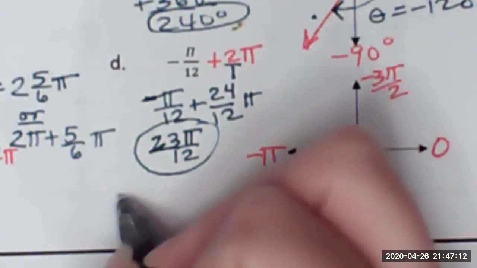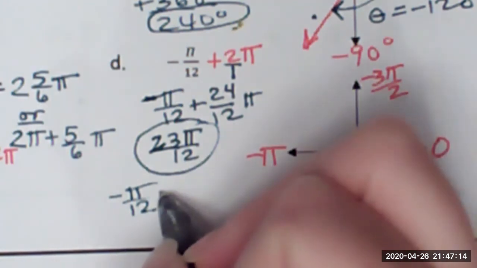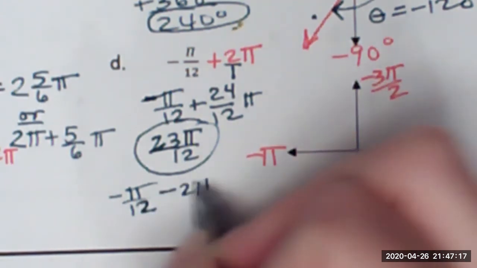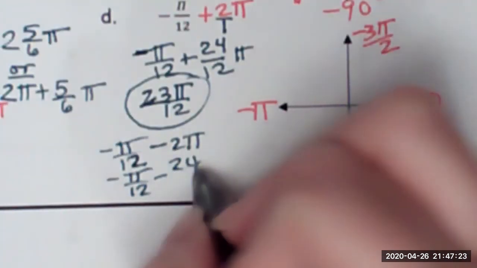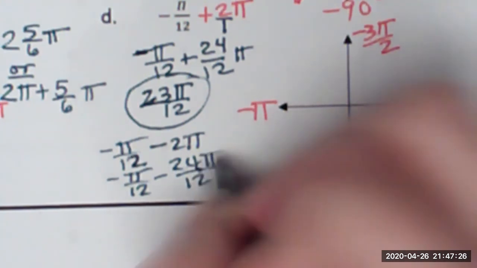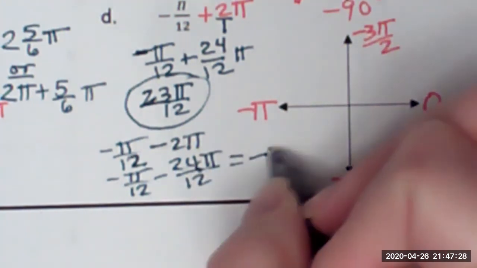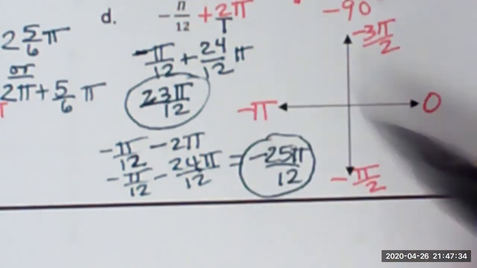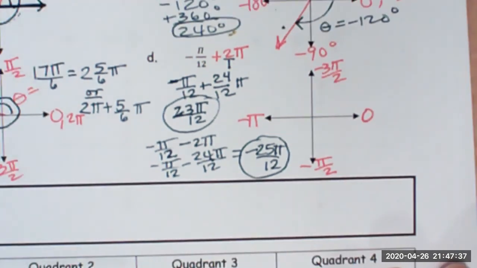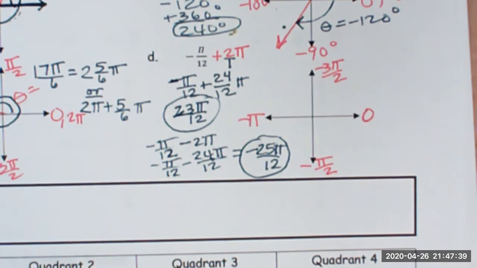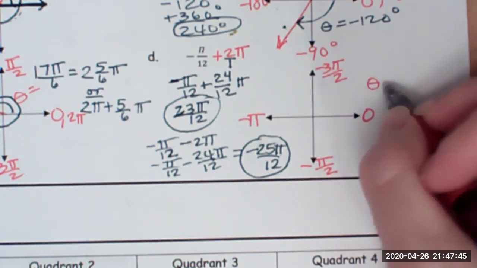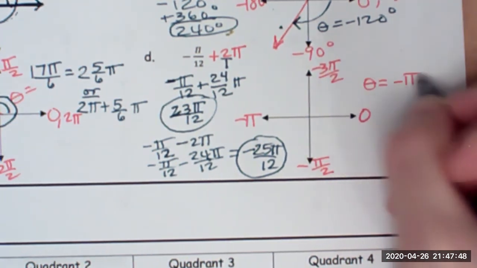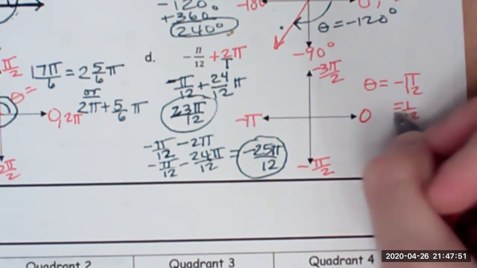I could also subtract. So I can say negative pi over 12 minus 2 pi, or negative pi over 12 minus 24 twelfths pi, or 24 pi over 12. And that's going to give me negative 25 pi over 12. So there are my coterminal angles. Now as far as drawing this, keep in mind negative pi over 12 is the same as negative 1/12 pi, negative 1/12 of pi.